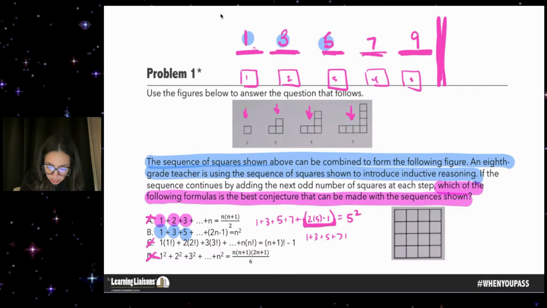Yes, 10 minus 1 is 9. And does all of that equal 25? If I use my calculator, let's go ahead and find out. 1 plus 3 plus 5 plus 7 plus 9, 25.